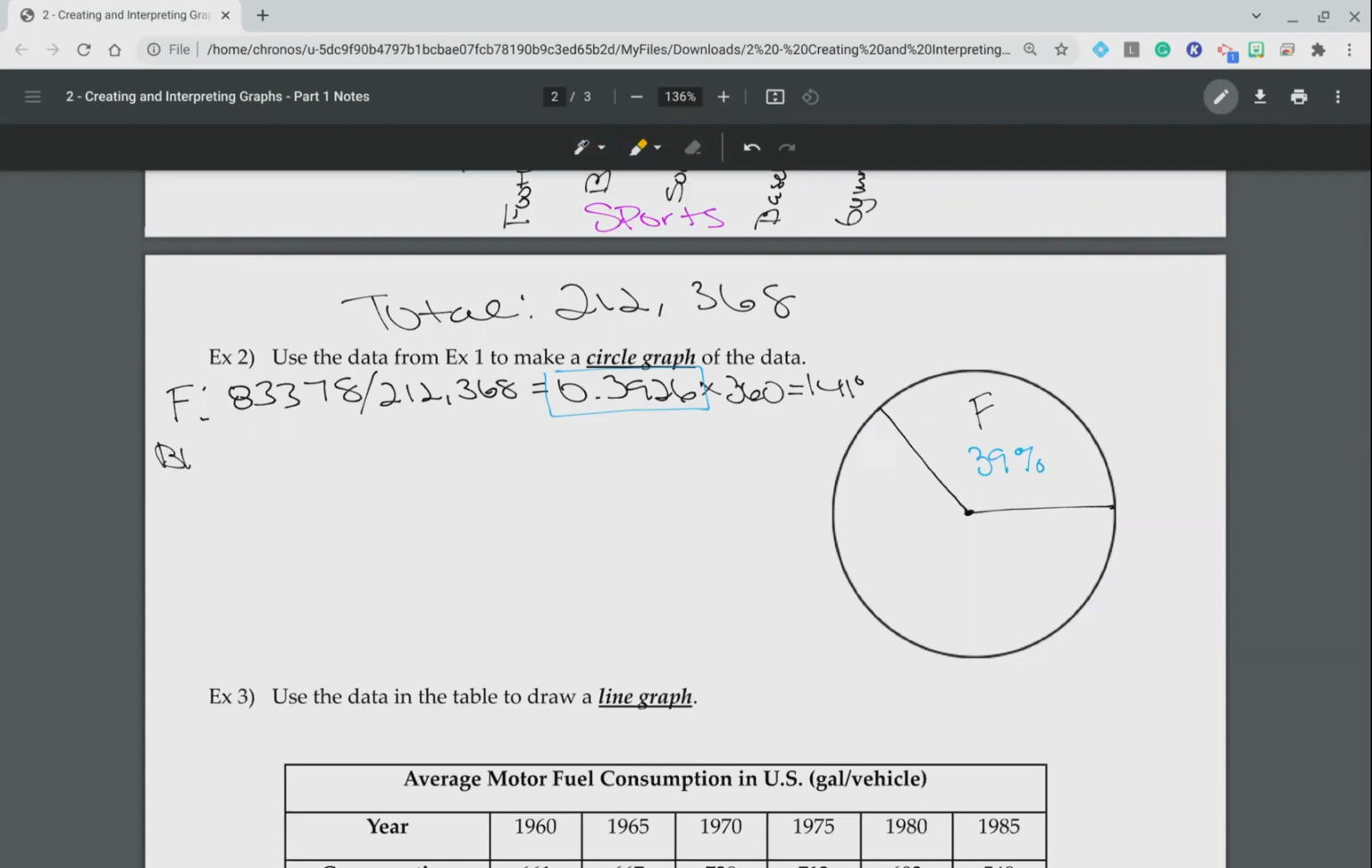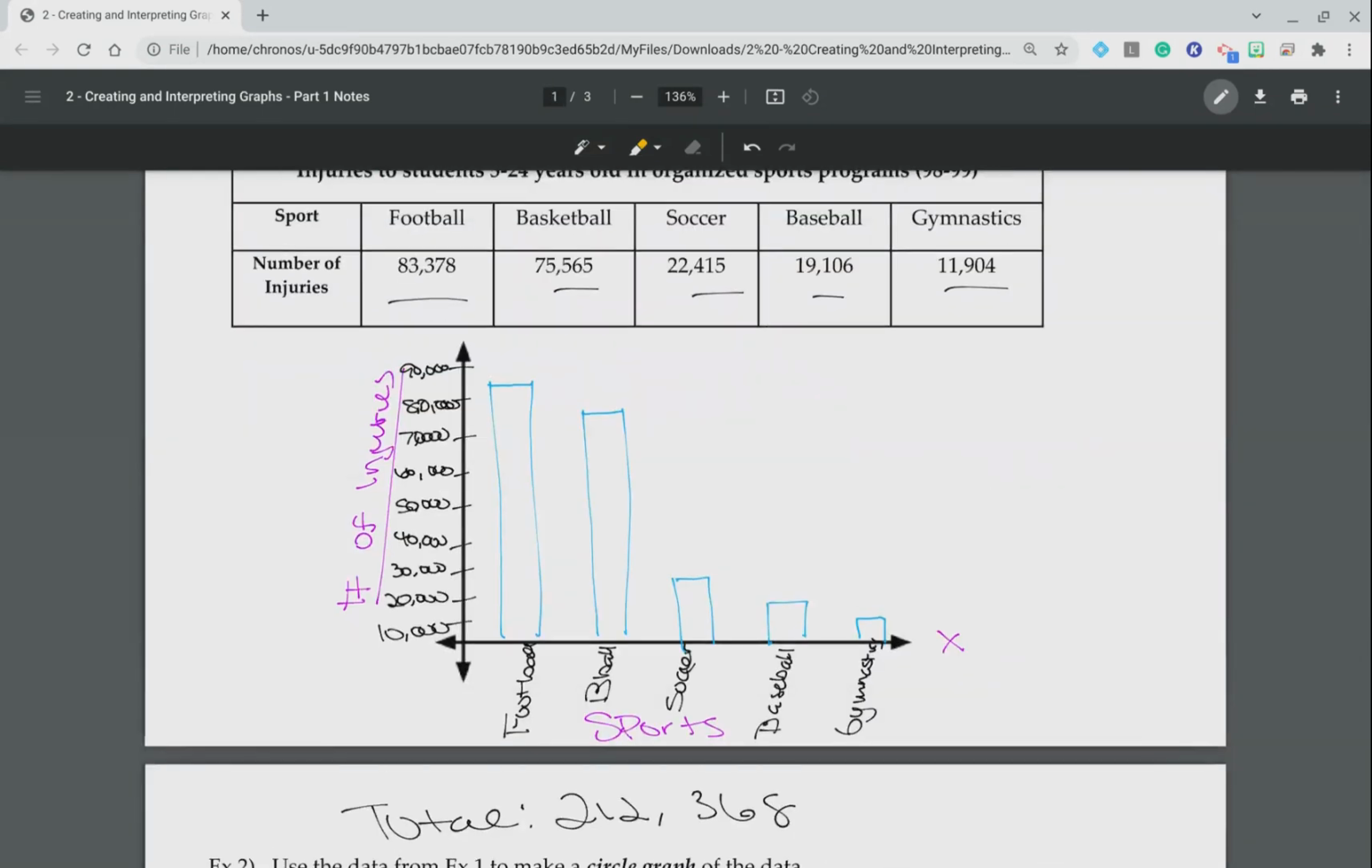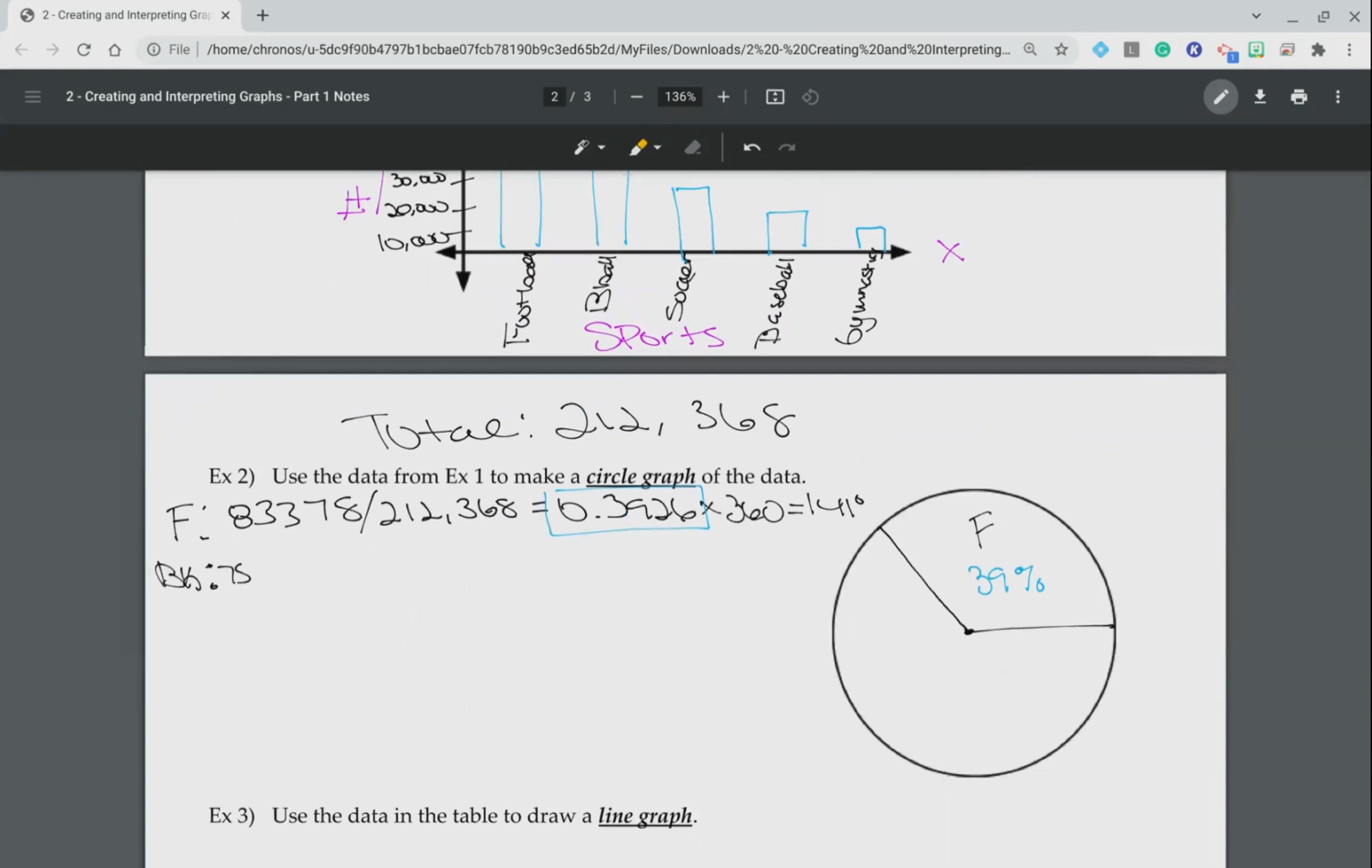So next we have basketball. The number of injuries in basketball was 75,565. And again, we divide that by the total. And I got 0.3558. And again, I'm going to multiply that by 360 degrees, which is 128 degrees.